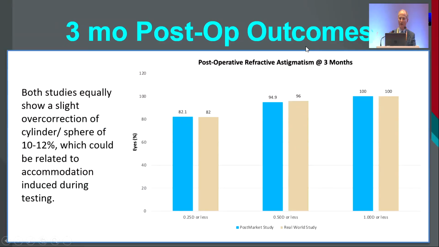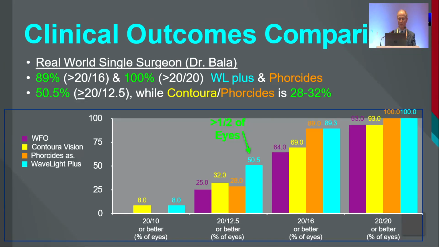Looking at post-op outcomes with regard to astigmatism, there was a little bit of an overcorrection. Again, sphere and cylinder could be up to about 10 or 12% overcorrected, but those numbers are relatively small with cylinder. Finally, looking at our data here, comparing ray tracing LASIK with other customized modalities, showing some of the highest visual acuities of 20/12.5.